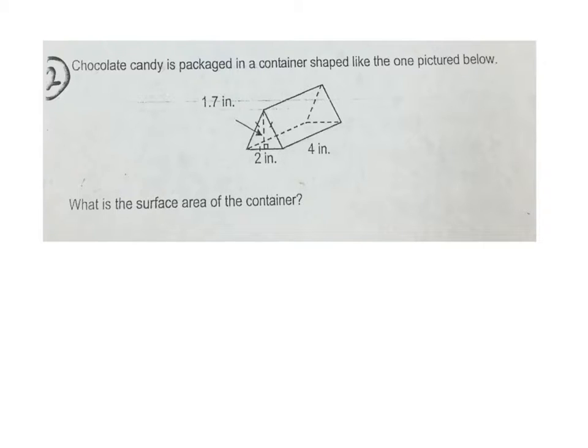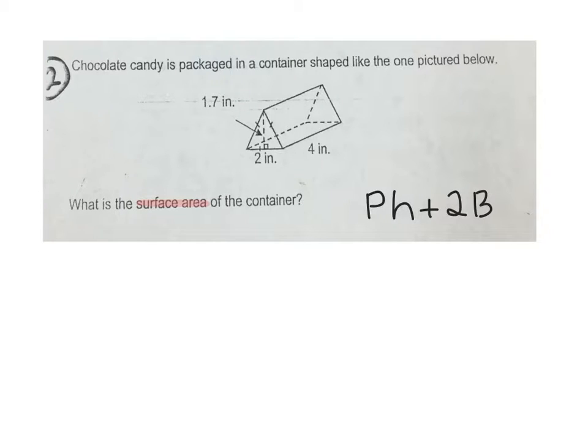Okay, question number 2. Chocolate candy is packaged in a container shaped like the one pictured below. And the question asks, what is the surface area of the container? So again, we're going to highlight what it's asking for. It's asking for surface area. I know it's a triangular prism, so we can go ahead and write our formula out. Surface area of a triangular prism: BH plus 2B.